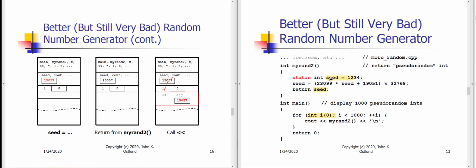Now, because the seed variable is in the static data area, it continues to exist even though the myRan2 function has returned. Okay? The seed variable does not go away when the myRan2 function returns. We do get back into the main function, and the main function displays that value 15,057 that came back. All right, that's what's going on in this third part of the diagram.